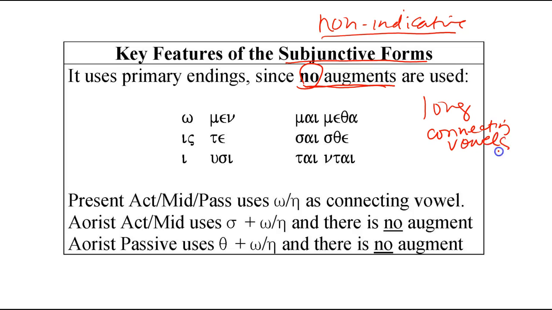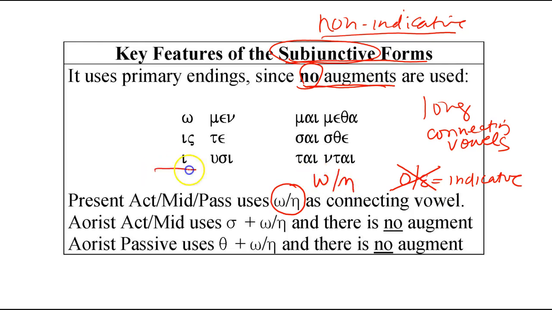So far, you're used to connecting vowels that are short, like omicron and epsilon for the indicative mood. So these are the vowels used for the indicative mood. But the key feature for the subjunctive is that it does not use short vowels. Instead, it uses long vowels as its connecting vowel. It will not use the omicron epsilon. Instead, it will use the omega eta.